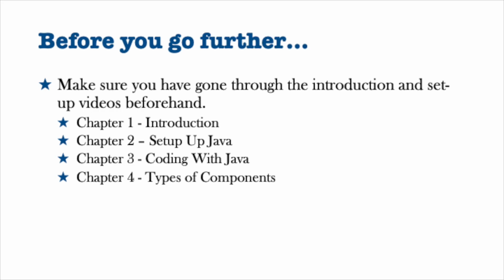Now, before you go any further, I need to make sure that you've gone through the introduction and setup chapters. Chapter 1 introduces you to Java and coding, and Chapter 2 gets your environment all set up so you can start coding and running your programs and seeing the results. I'd also recommend that you go through Chapters 3 and 4, coding with Java and types of components, but at the very minimum, you need to have your environment set up and working before you continue.